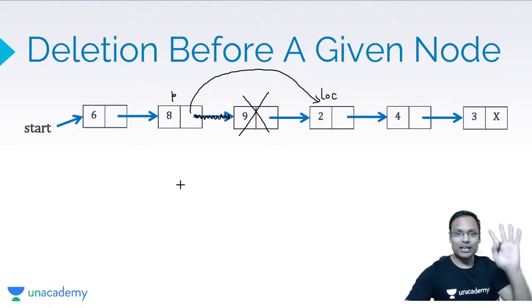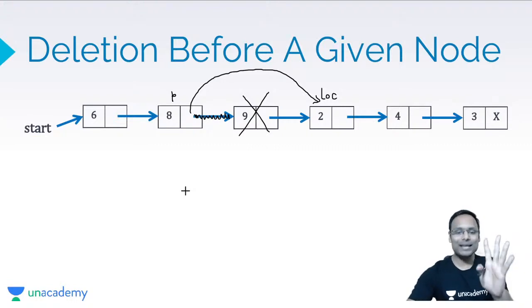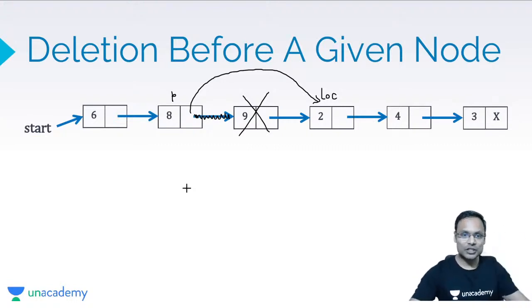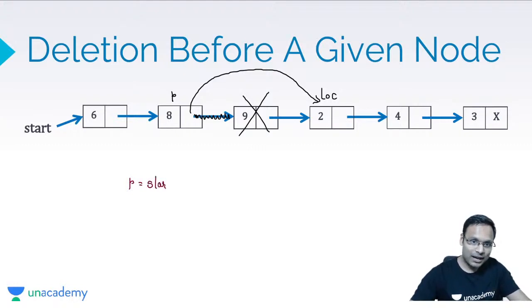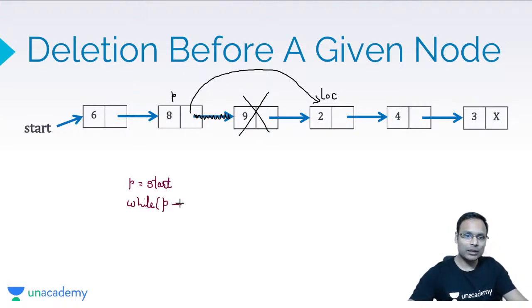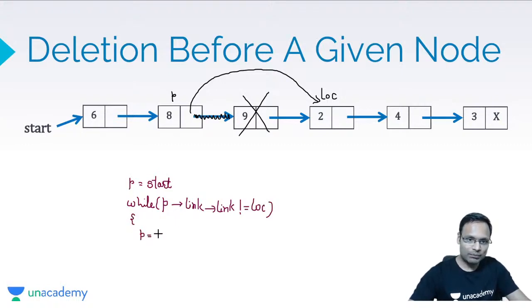Right. So let me first write this. After that I will come to the base conditions. Let me write it this way. Let's start with P equal to start, and after that I will write a loop: while P's link and its link is not equal to LOC, repeat and continue updating the P pointer with P's link.